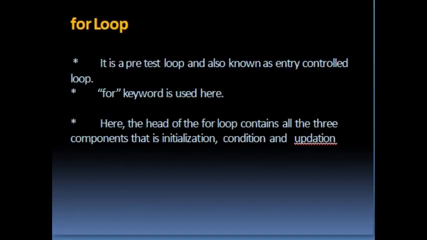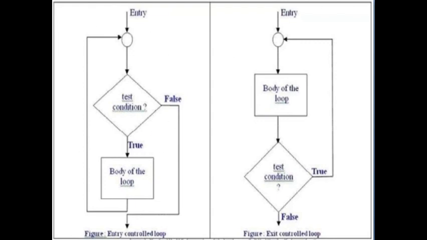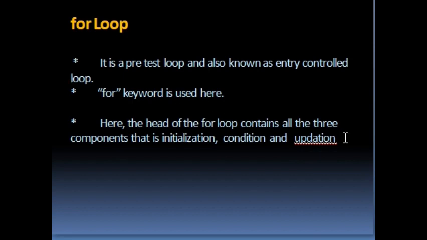See, it's a pre-test loop. For is what? It's a pre-test. I already explained here in the diagram. Pre-test यानी कि test condition सामने है, मतलब the test condition is taken in the starting. That is called the pre-test. So they are saying it is known as an entry control loop, and the for keyword is used here. The head of the for loop contains all 3 components, that is initialization, condition and updation.